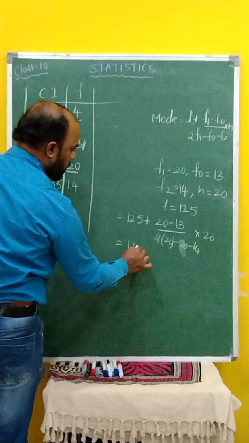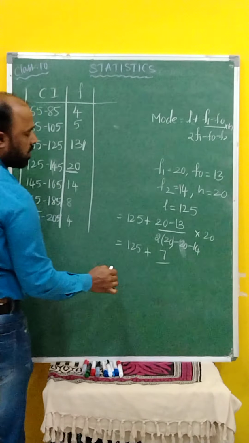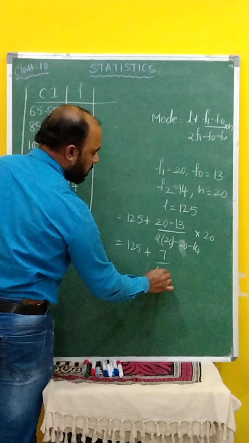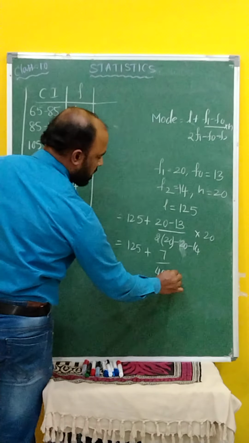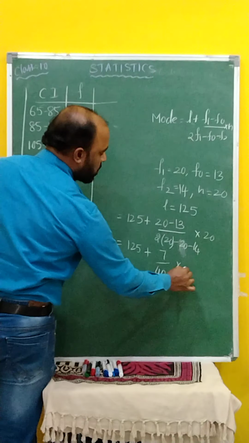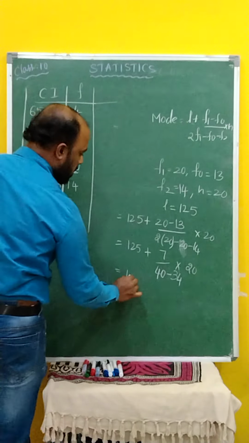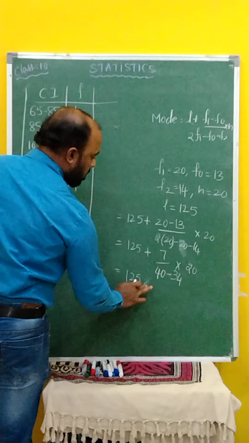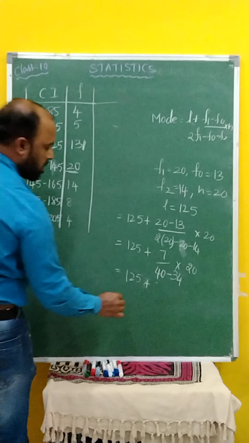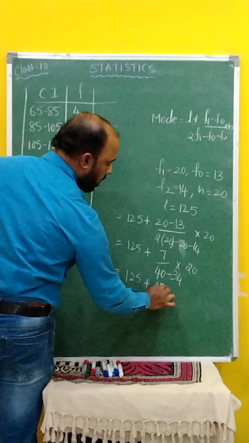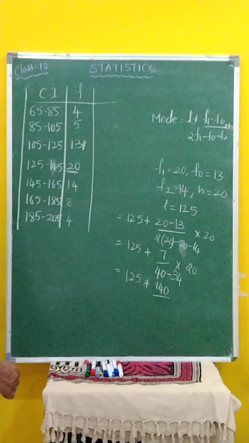Now applying in this: 125, already we did this one, again I am explaining. 20 minus 13 is 7. Here 2 20s are 40, minus 13, minus 14, it is 40 minus 27 into 20. Then again 125, no change, plus 7 into 2, that is 14, 140 divided by 40 minus 34.